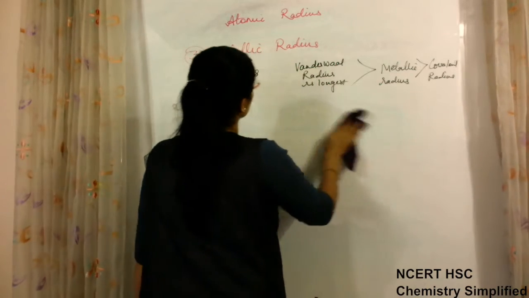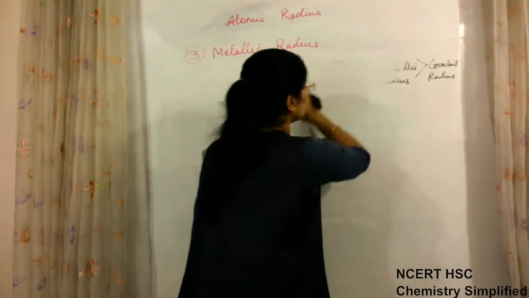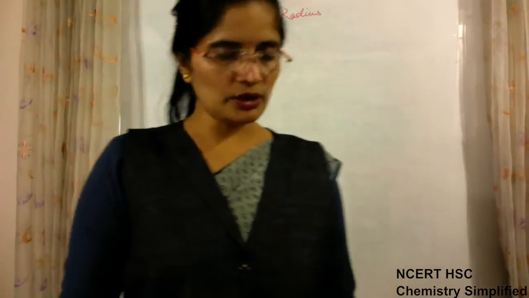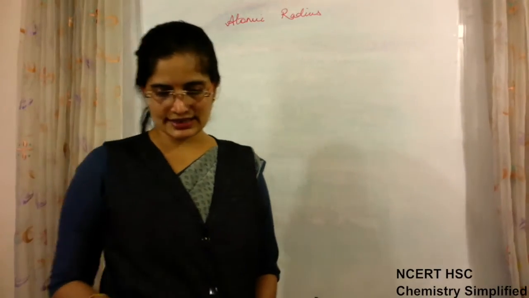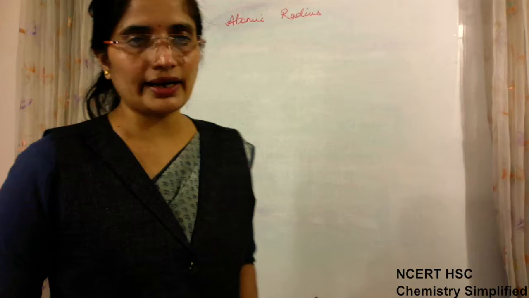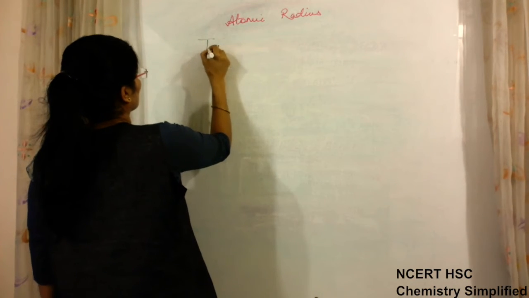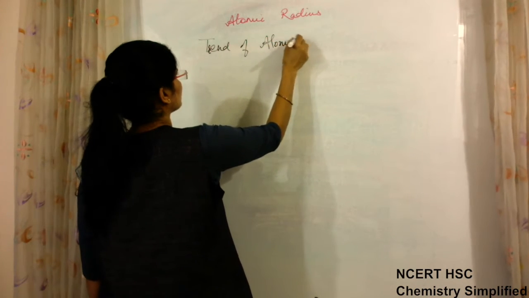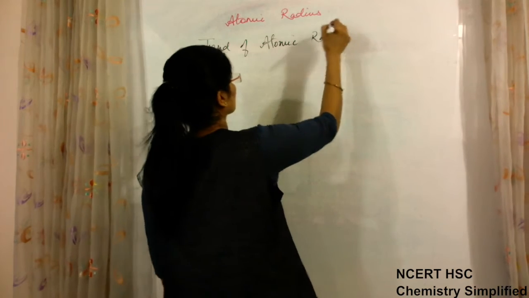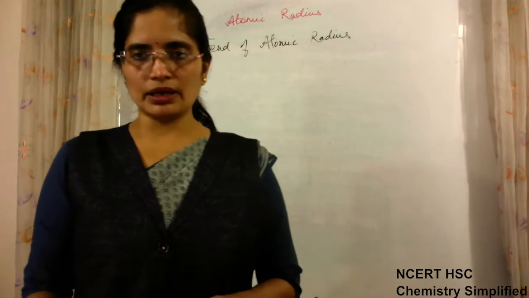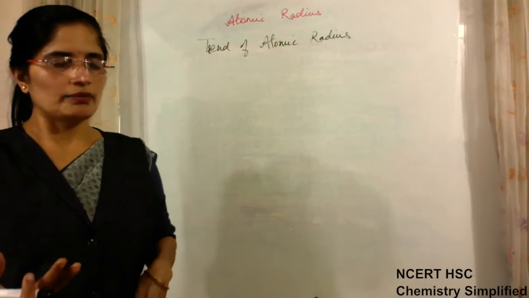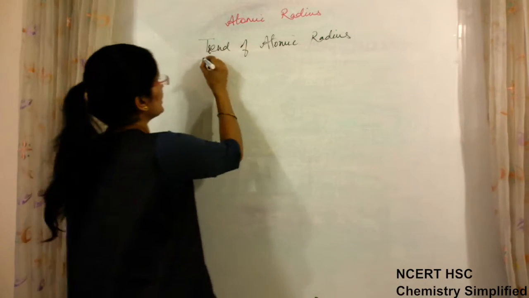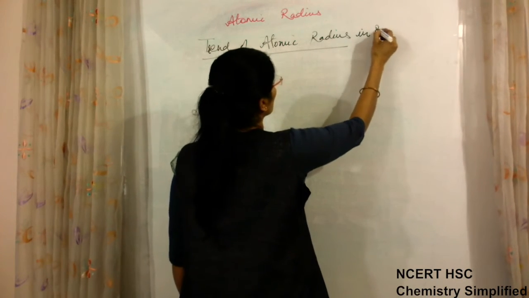So these are three types of radius. Clear? Now, after knowing about the different types of radius which exist, we will talk about the trend. Trend of atomic radius. Atomic radius means maybe covalent, maybe van der Waals, maybe metallic, right? Because we have calculated atomic radius with the help of any of these three methods. So, the trend of atomic radius in the periodic table.